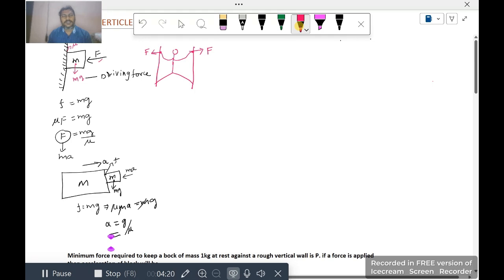He is stable at rest by pressing both hands against the wall. Then the normal force is F here. If he presses with the legs also, then here F is also F. Pressing with the hands only means 2 into mu into F is the friction force. The friction force is here F, and here also F.